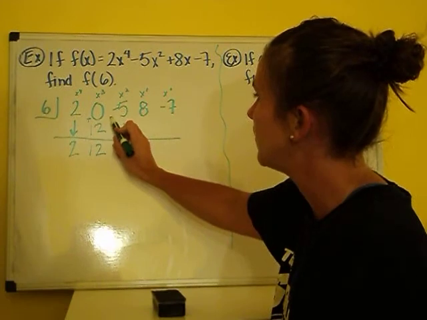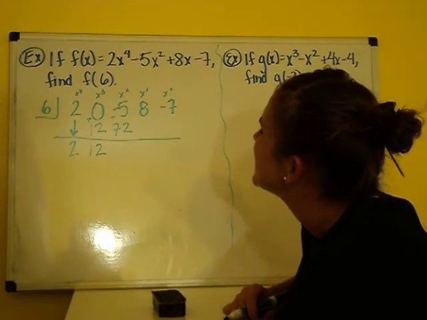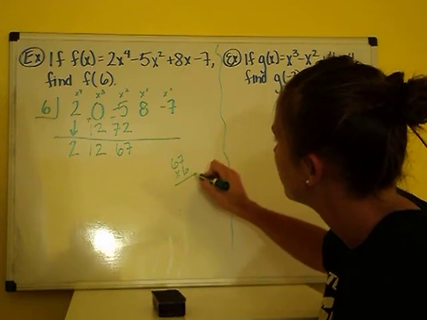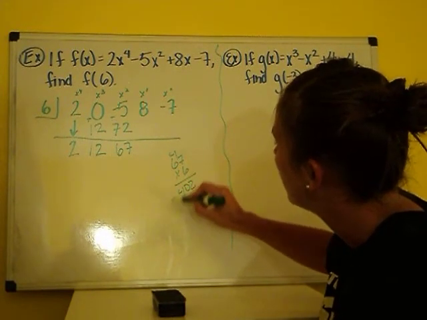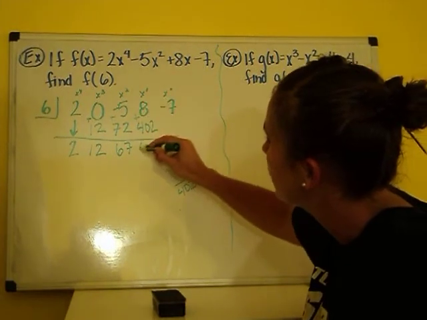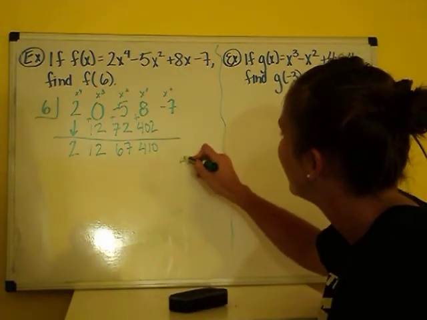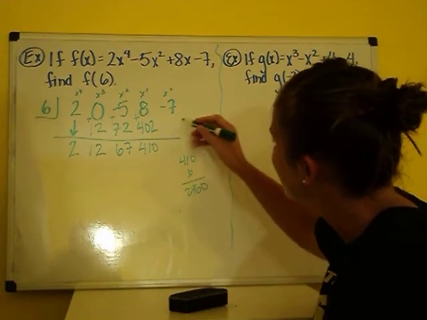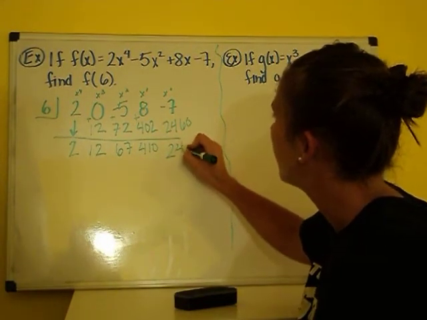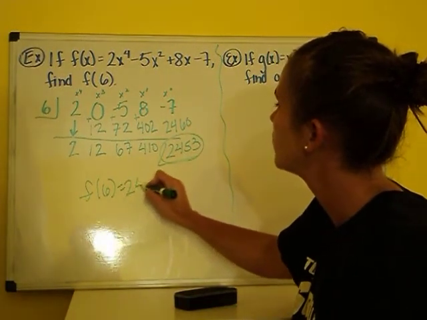Negative 5 plus 72. Oh dear goodness. I need my calculator. My brain's not working. That is 67. Positive 67. 67 times 6 is 402. Plus 8 is 410. 410 times 6 is 2460. Plus a negative 7 is going to give you 2,453. So this, f of 6, equals 2,453.